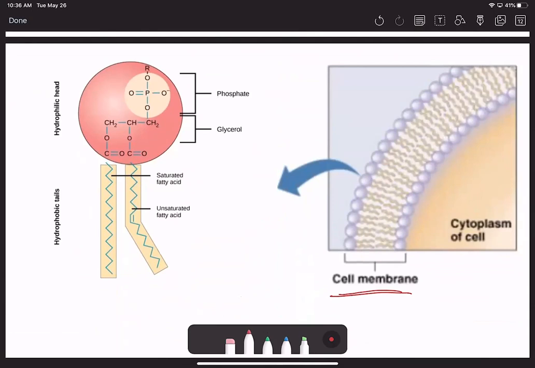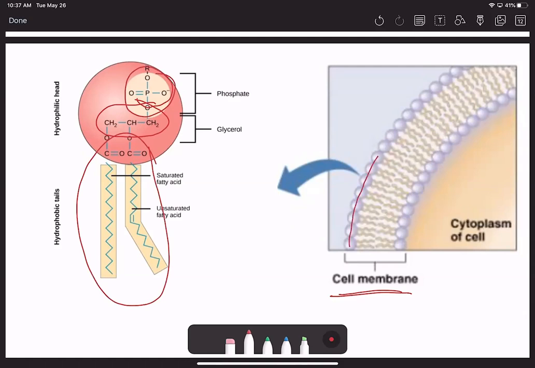Here's our glycerol, right? We have two fatty acid tails, and we have this hydrophilic part here, and that's kind of what we see right in here, right? Here's our phosphate, and then we have all of these hydrophobic tails there. And again, this is what will start building our cell membranes, from this idea of hydrophilic and hydrophobic areas in these phospholipids.